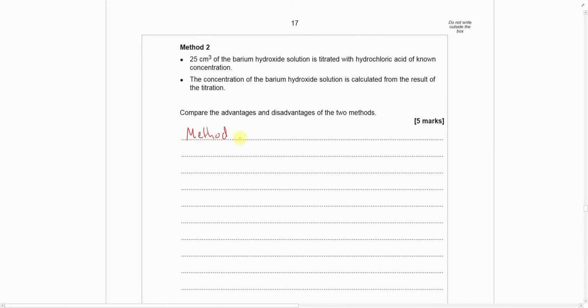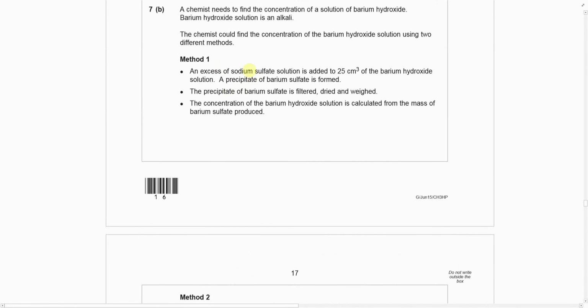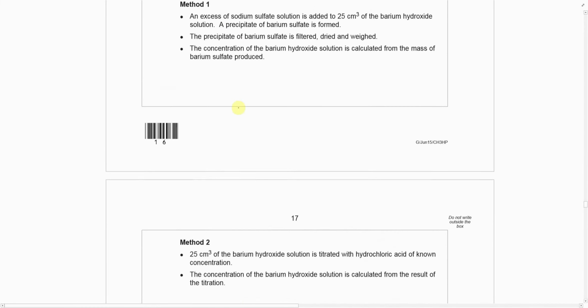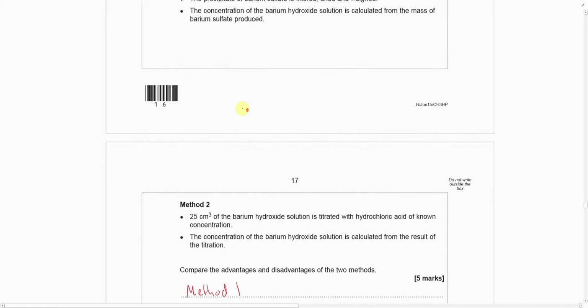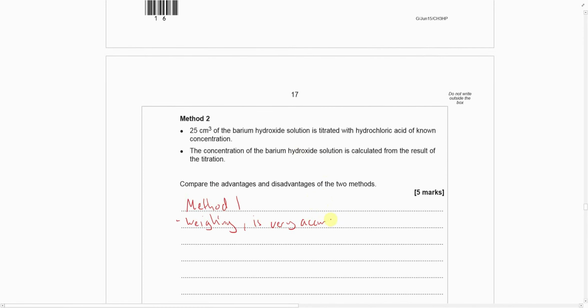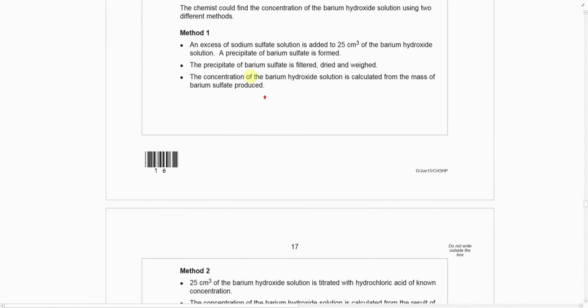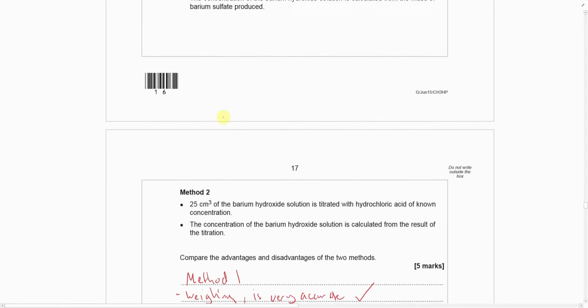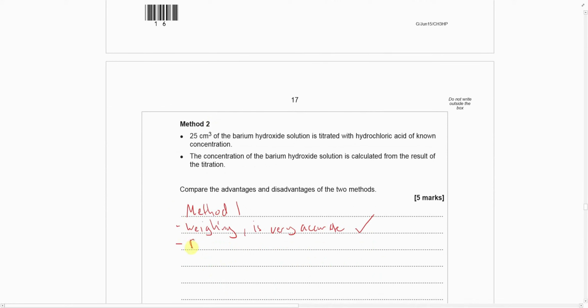So method 1, the first thing is it says an excess of solution, precipitate is formed, and then it's calculated from the mass. So firstly, calculating from the mass, which you're going to be weighing. So weighing is very accurate. That's a massive plus point there, a nice advantage. The precipitate is filtered, dried, and weighed. So the problem with filtering is that filtering equals a loss of product.